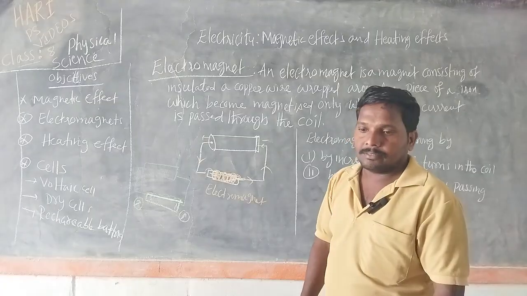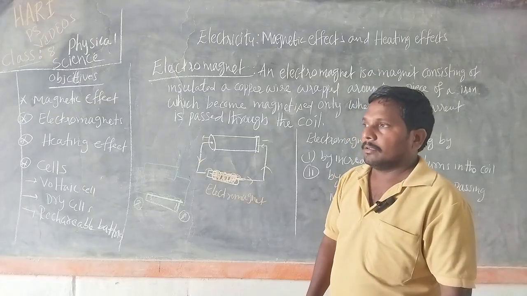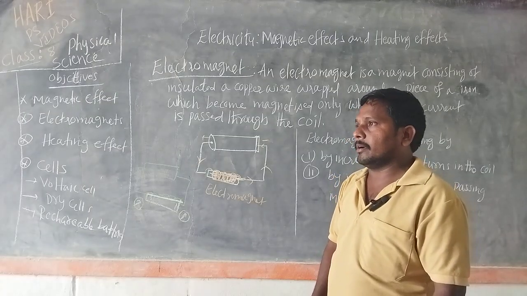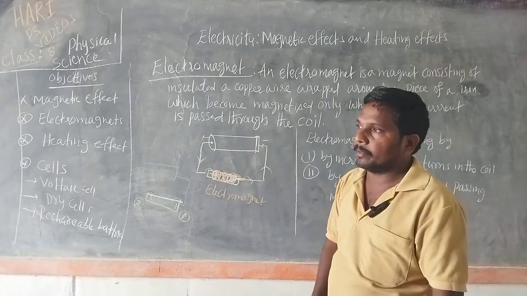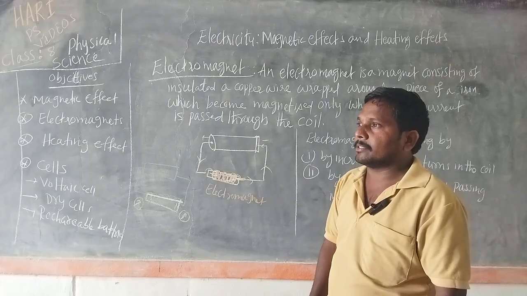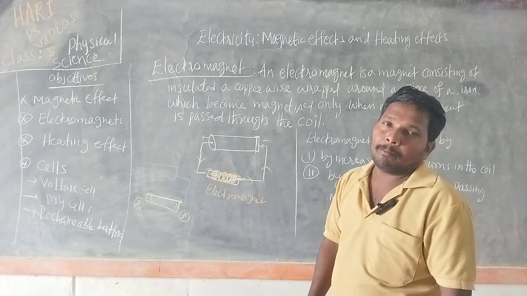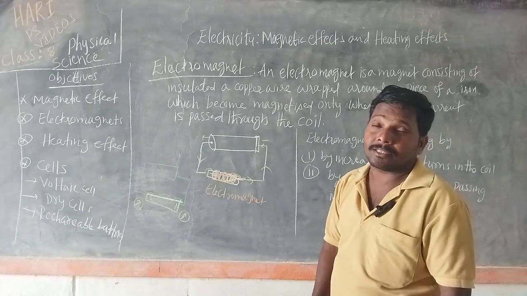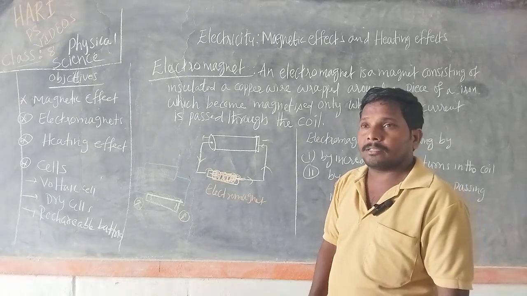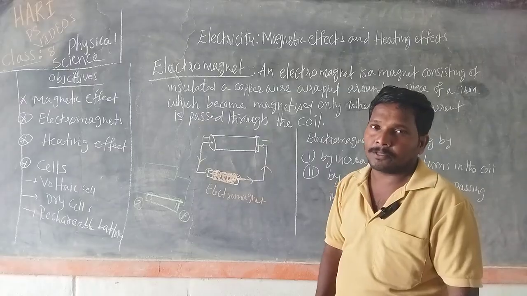This magnetic effect is also utilized by humans for different purposes, especially in case of MRI scan, magnetic resonance image. Magnetic resonance image lo electromagnets ni use chestam.